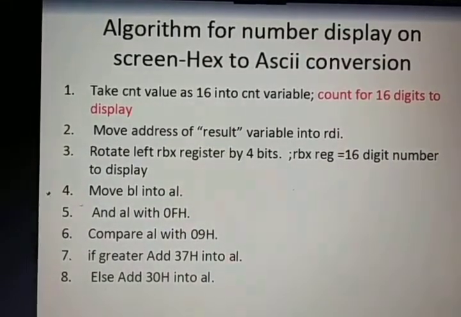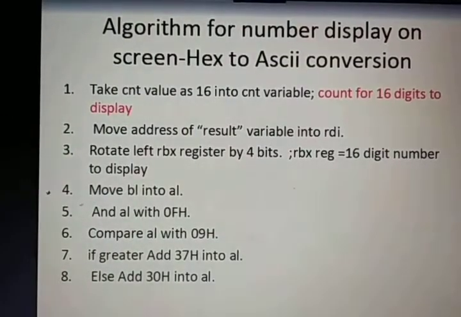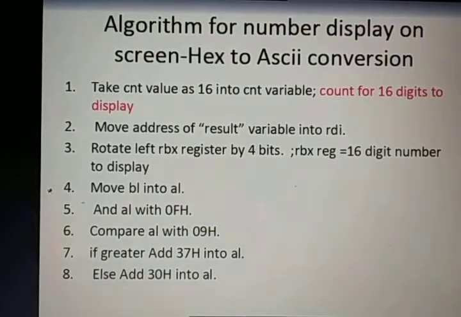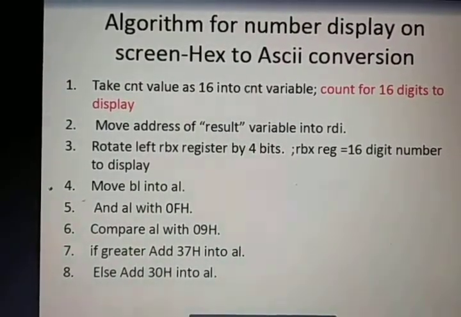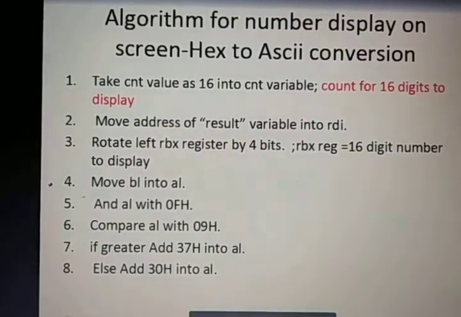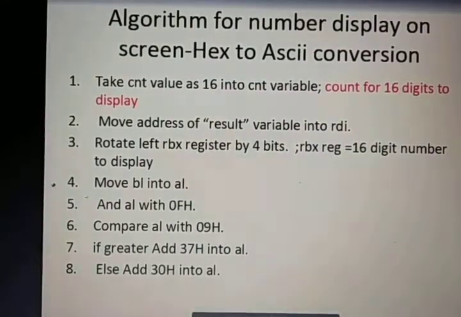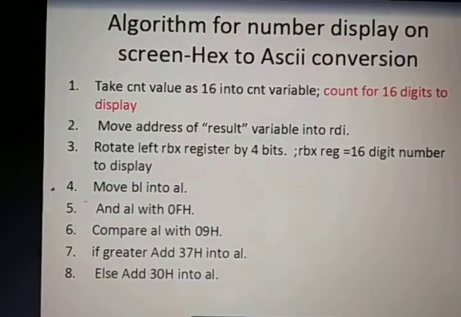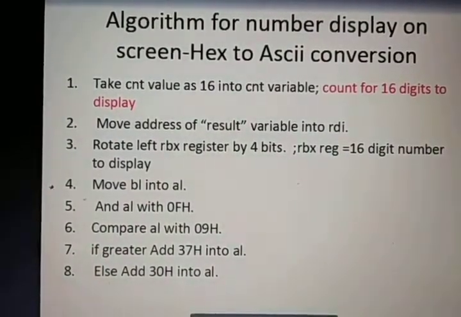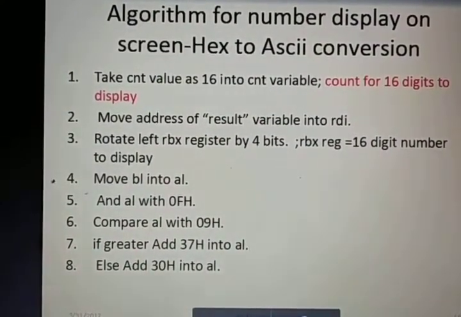Then rotate left the RBX register by 4 bits. Why are you performing the rotate? Because in memory, whenever you perform a write operation or a read operation, both are performed from different sides. If you want to read a number from memory, you have to read from the right hand side, and whenever you write anything, you write from the left hand side. That's why you perform the rotate left operation. The most significant bit moves to the least significant bit side and you can read it. And according to how many digits you want to read, you perform the rotate operation.